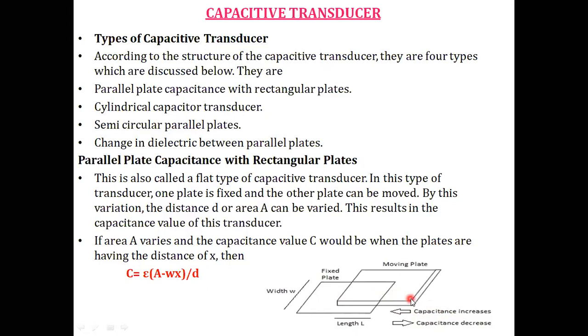Distance is going to be small, that's why capacitance increases. If we move the movable plate in this direction, the distance between the plates is going to be very high. Therefore, capacitance is going to be small, it decreases. If area capital A varies, the capacitance value C would be as such when the plates are at a distance of small x.